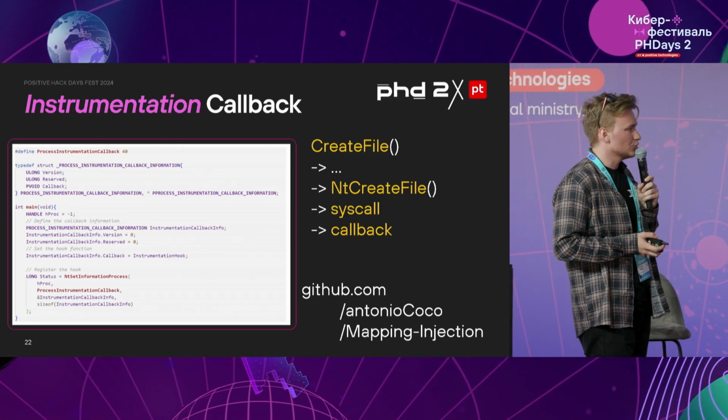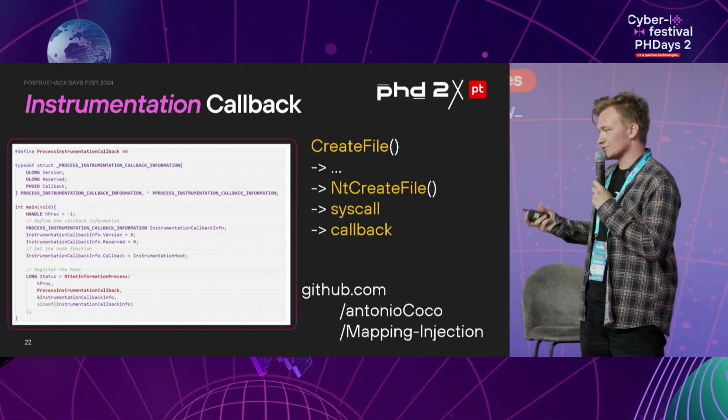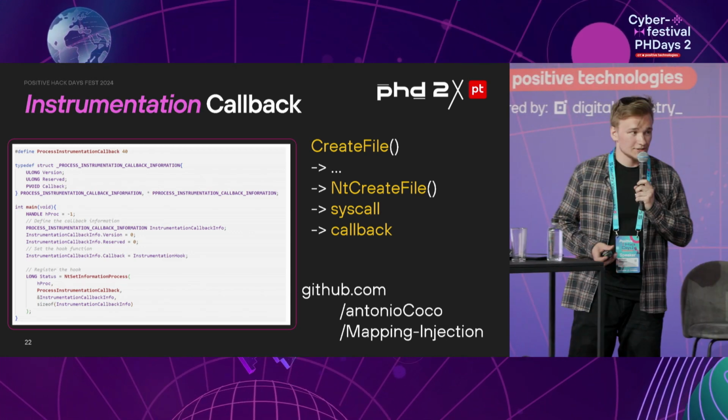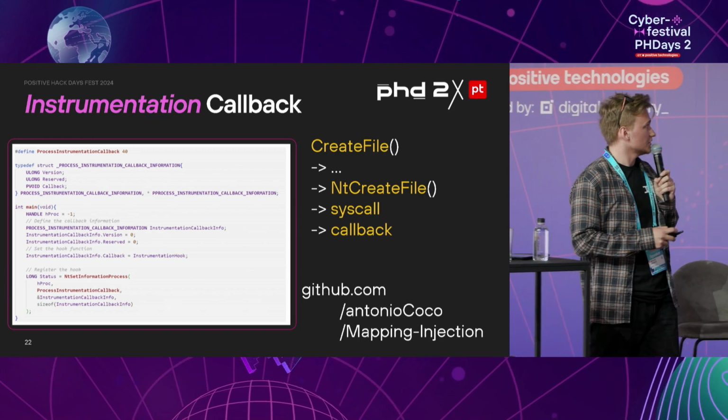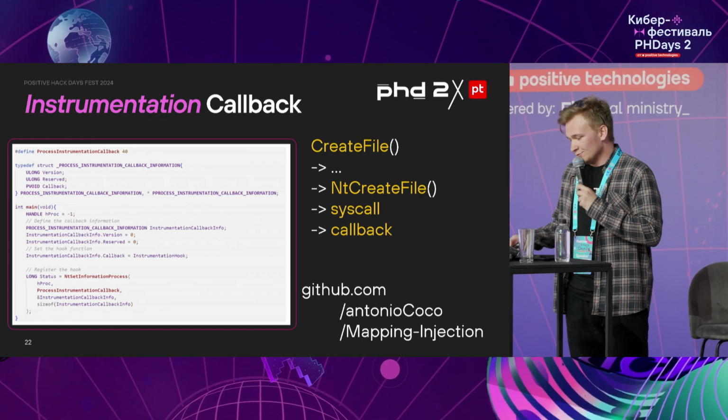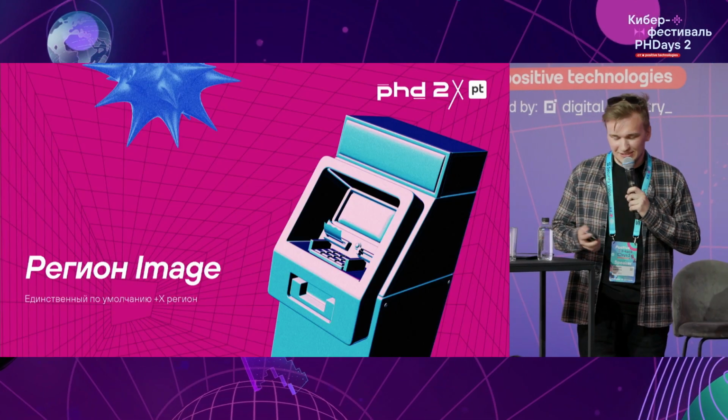So this instrumentation callback lets you inject this through the syscall process, proof of concept. So here is GitHub, go to researcher, and this is the code for implementing this attack. Okay.